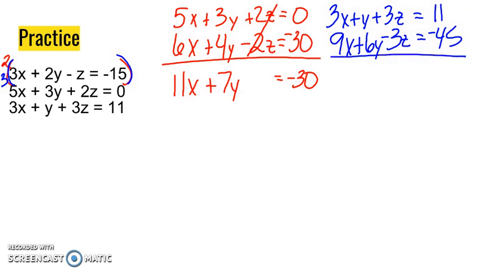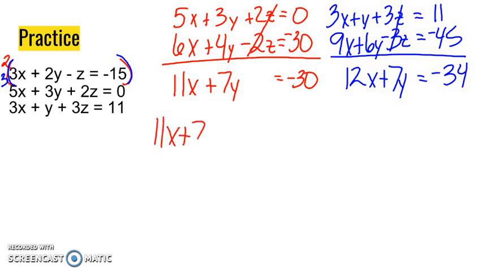Okay, and again, I have set up so that I can eliminate my z's. Okay, 3x and 9x would give me 12x. y and 6y would give me 7y. And then 11 and negative 45 gives me a negative 34. So what I've done now is I've created two new equations. I've got an 11x plus 7y equals negative 30. And I've got a 12x plus 7y equals negative 34.